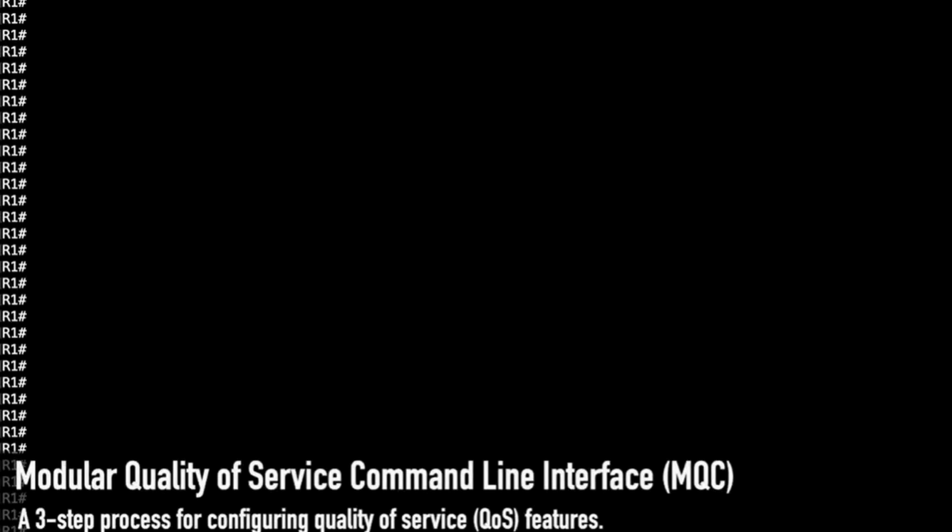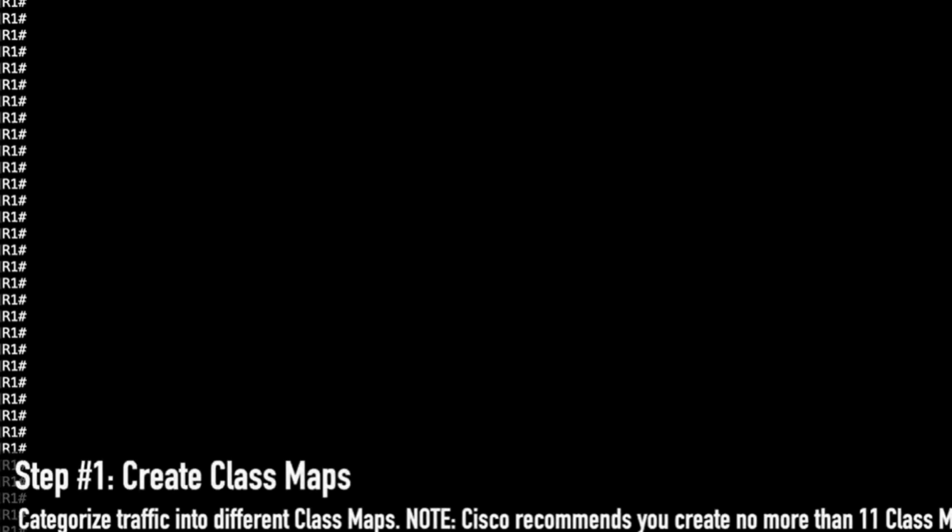In this video, we're going to take a look at how we can configure and apply a quality of service policy to a Cisco router. And the way we typically configure quality of service is using a three-step process. This is called the MQC process for Modular Quality of Service Command Line Interface. So MQC. The three-step process begins with the first step, which is the creation of class maps.